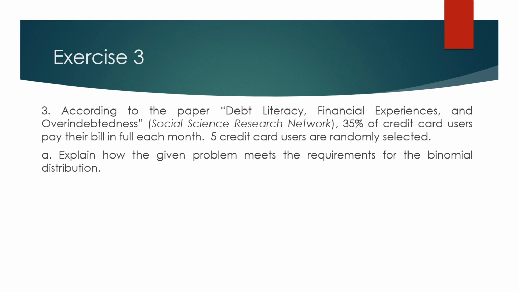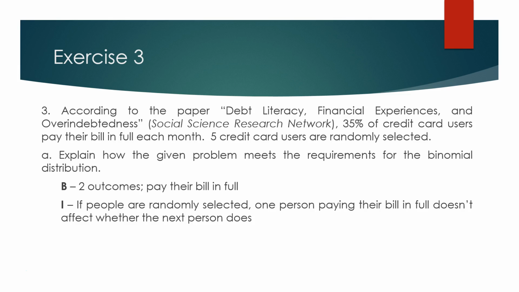So going to our acronym BINS, there's 2 outcomes. They either pay their bill in full or they do not. If they're randomly selected, one person paying their bill in full doesn't select another. However, again, if we selected a family, they're probably going to have similar characteristics when it comes to usage of credit cards, so that probably would fail independence.